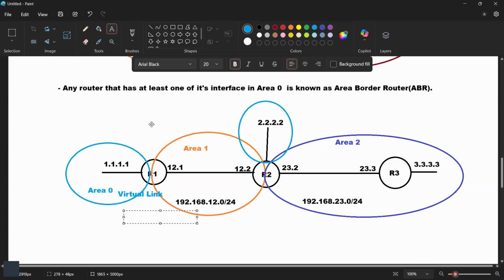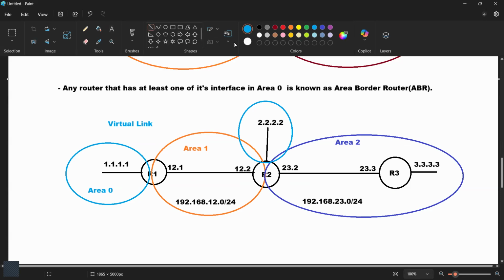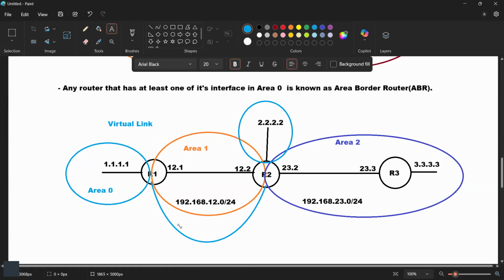With the help of a virtual link: right now, what is the boundary of area 0? Only until here. So we will configure a virtual link between R1 and R3, between these two. This is not a physical cable, okay? This is a virtual link that we will configure. As soon as we configure the virtual link between R1 and R2, automatically your area 0 boundary will increase until here.